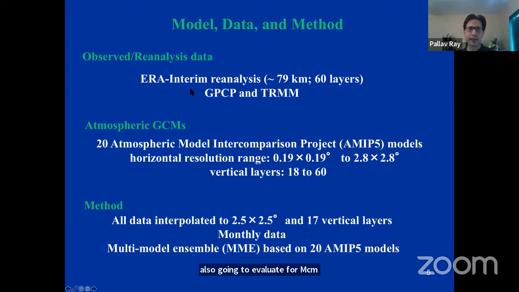We are using ERA-Interim as observations, and then GPCP and TRMM for rainfall. For atmospheric GCMs, I'm using 20 AMIP5 models. These are all atmosphere-only models. The horizontal resolutions of those models range from roughly 20 kilometers to about 300 kilometers. For comparisons, all data were interpolated to 2.5-degree grid boxes and standard 17 vertical layers. The comparisons will be made against the multi-model ensemble, which is based on all 20 AMIP5 models.